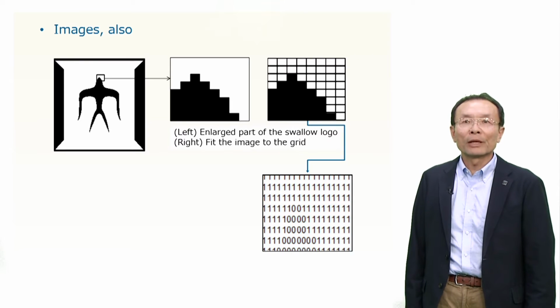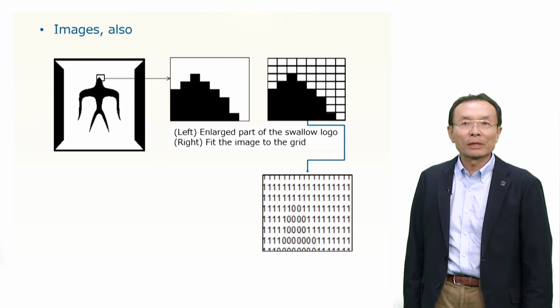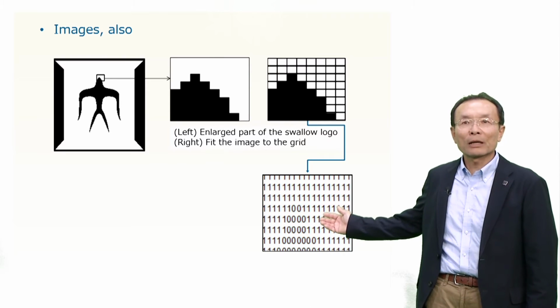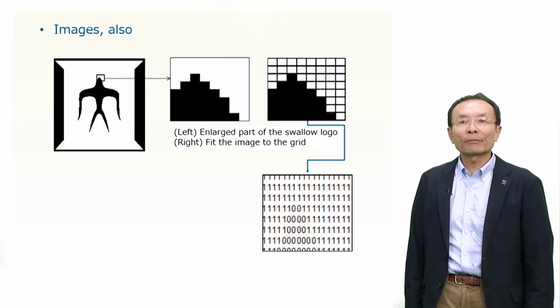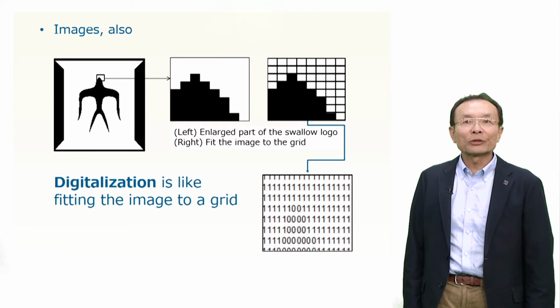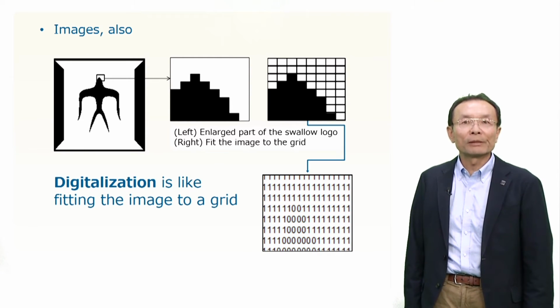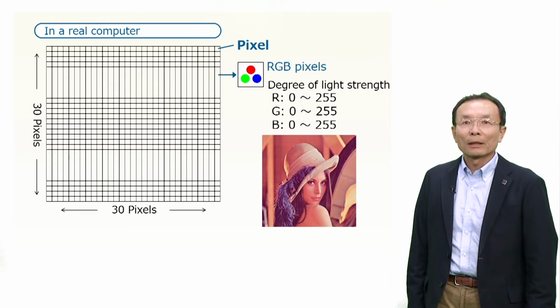Representing the parts made of black squares and white squares with ones and zeros allows us to represent a black and white image. We just applied graph paper, thereby showing a way to express the image in binary. You can imagine digitalization as applying graph paper in this way. Color images are often used in reality.